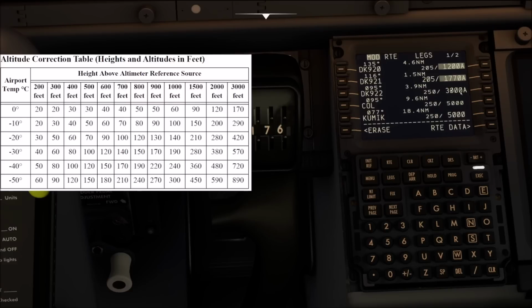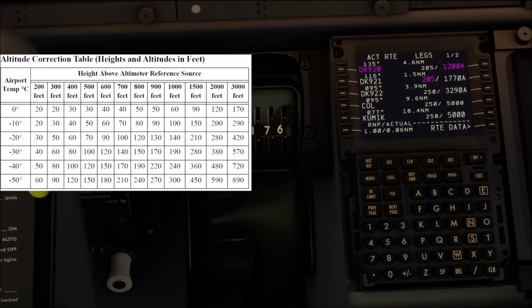The next one, 3,000 feet, roughly equates to 2,700, but let's make our life easy and we simply take the 3,000 foot value, so we are going to add 290 feet to that, so our restriction at Delta Kilo 922 becomes 3,290 feet. We execute this, and this is our cold temperature corrections complete for our departure.